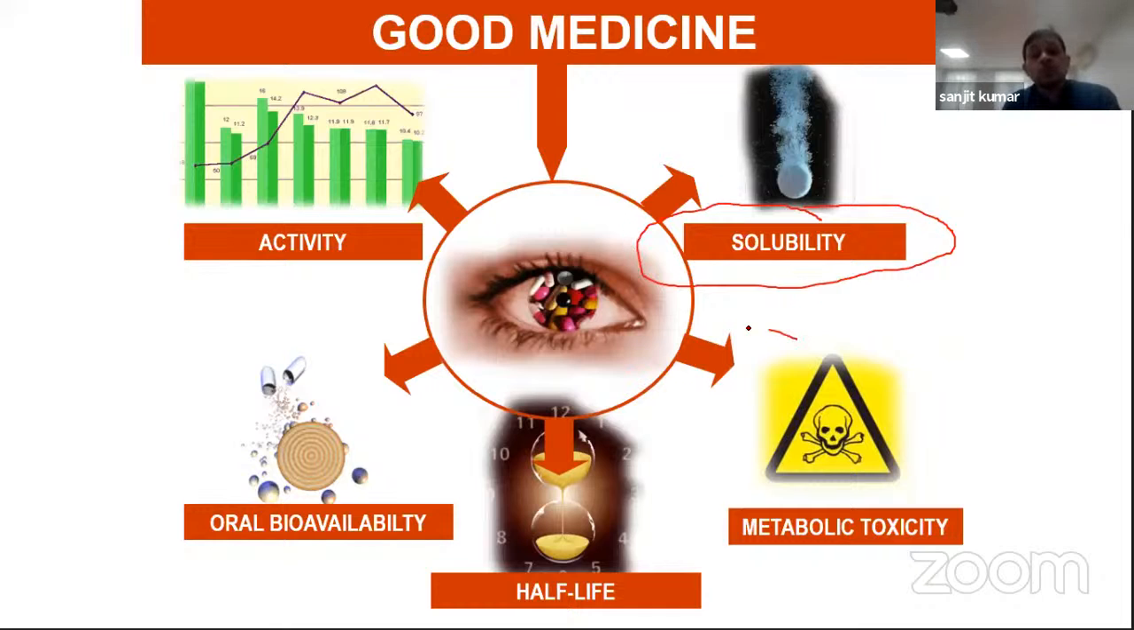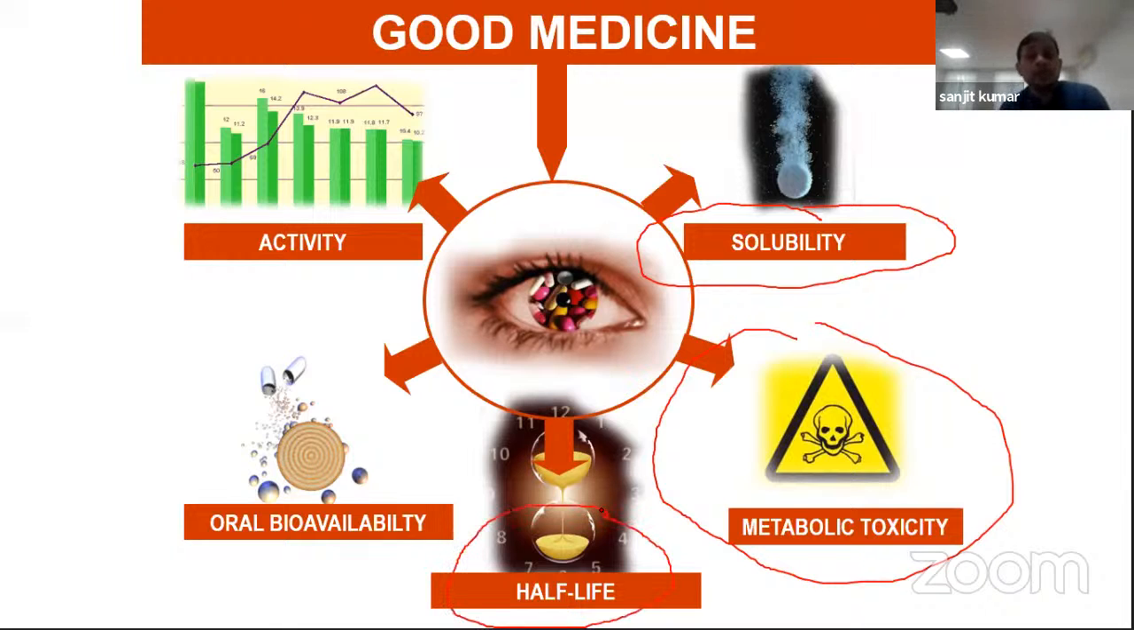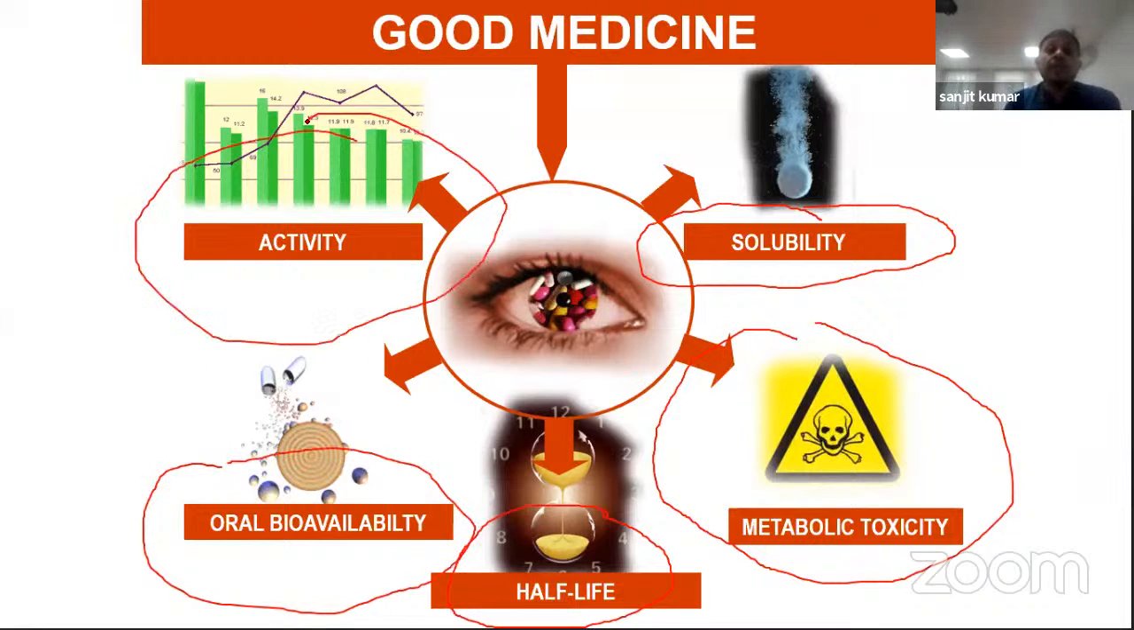Second, it should not be metabolically toxic. That is very important. And third is the half life of the medicine. Half life means that if you have taken any drug, and it comes out through renal clearance within half an hour, then it is not a good drug. It should be sustained in your body for at least 3 to 4 hours, it should have oral bioavailability, and it should be active. It should act on the particular site. Then we can say it is a drug molecule.